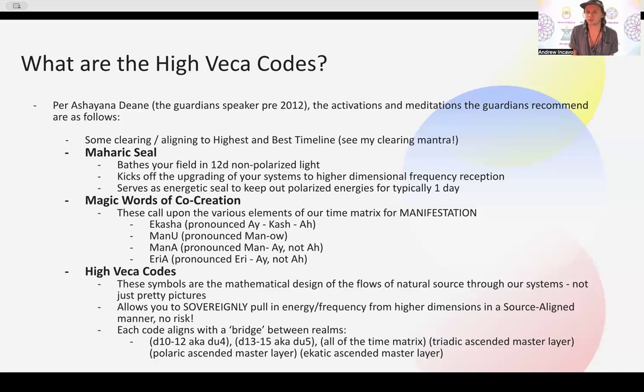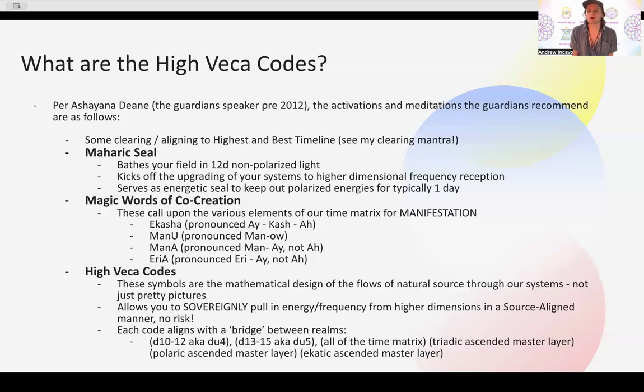These are the four forces you're dealing with, and so your magic words of co-creation are actually right out of Dance for Life from Ashayana Deane. Essentially these four mantras allow you to co-create using those four energy flows throughout our system, based on the natural organic flow of source through our system. So this is a Law of One practice. This is not some, oh, I'm lighting my manifestation candle, I hope it works. This is, I am calling on the primordial forces that make up our realm using a Law of One, Guardians-based method.